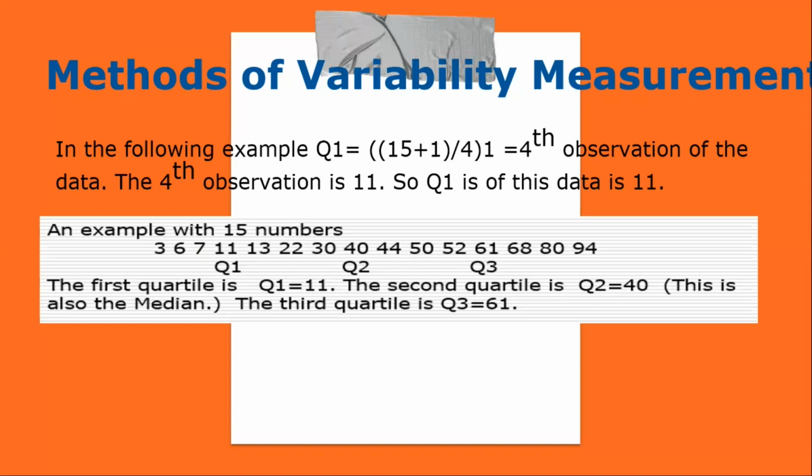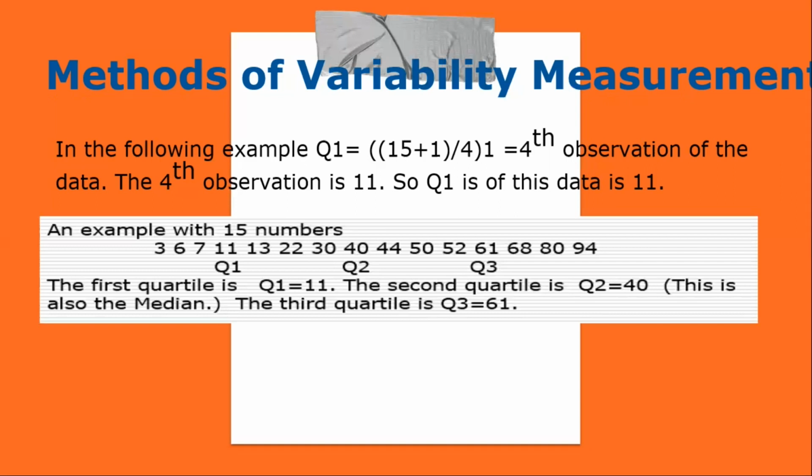The third quartile, Q3, is the 25% of the data lying between the median and the 75% cut point in the data. Q1 is the median of the first half of the ordered observations, and Q3 is the median of the second half of the ordered observations. In the following example, Q1 equals (15 + 1)/4, the fourth observation of the data. The fourth observation is 11. So Q1 of this data is 11.